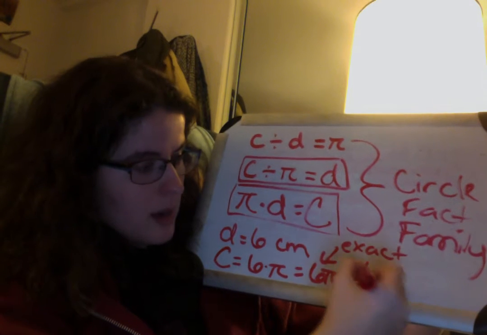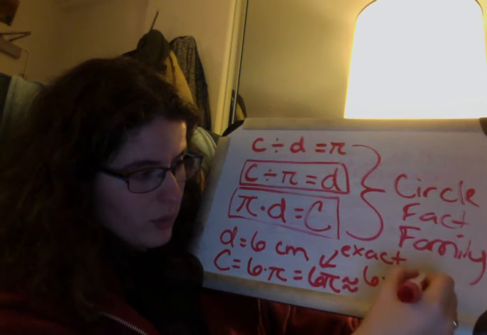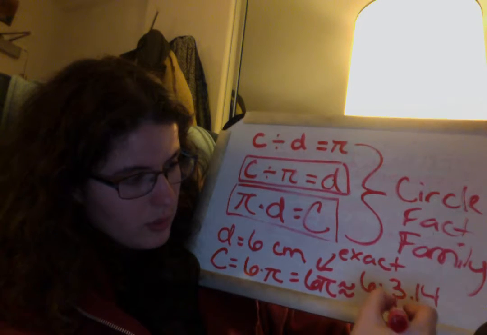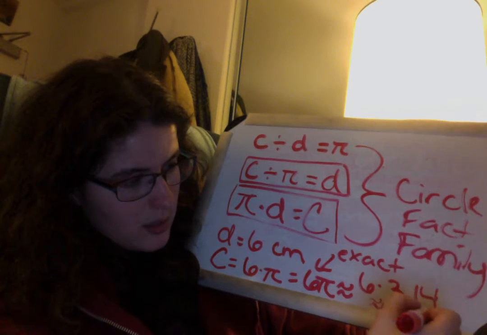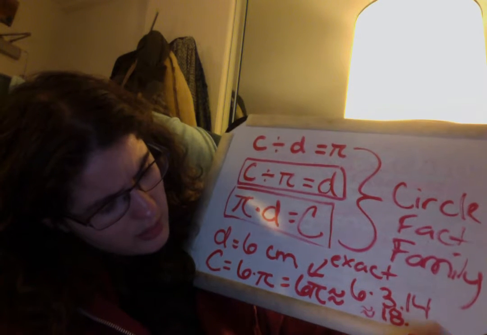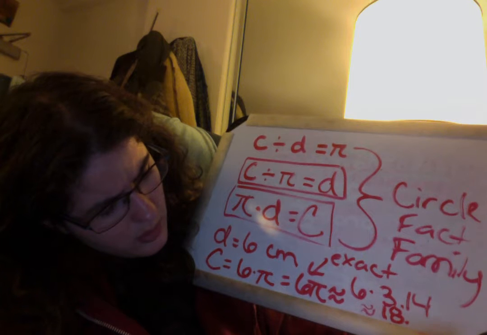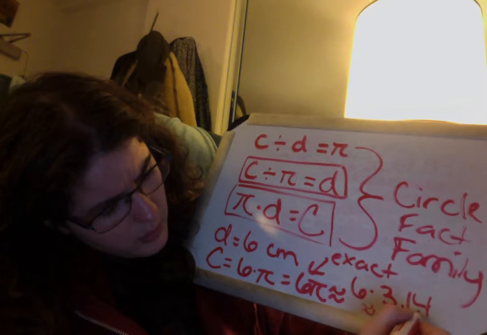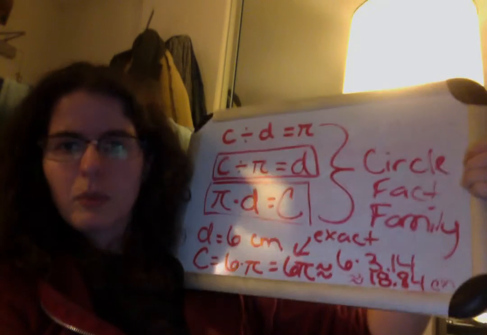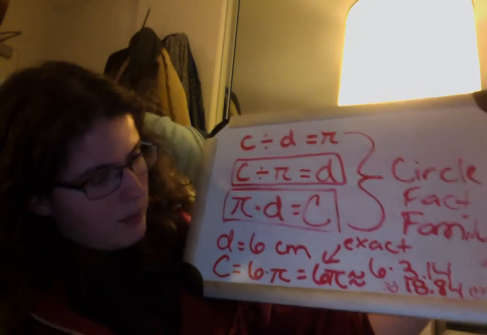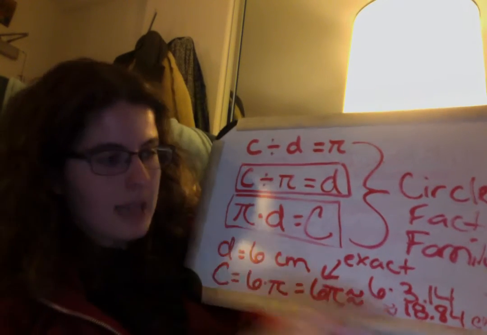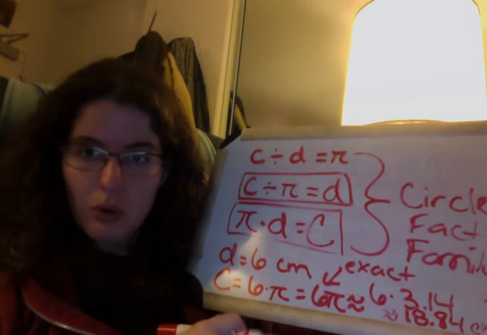We could say that is approximately 6 times 3.14, and that would give us an approximate solution, which would be 18.84, I believe, centimeters. Correct me if I'm wrong, I was doing that mentally. Checking to make sure that makes sense. Diameter is 6, that's across. This is about 3 times as long to go around.